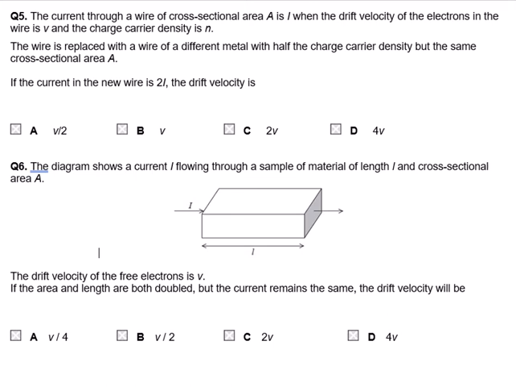I'm told that the wire is replaced with a wire of a different metal with half the charge carrier density. So that means that N2 is equal to N1 divided by 2. It's half the initial N. And also I've got the same cross-sectional area, so A1 equals A2. And I can also assume that it's still going to be electrons carrying the charge, so Q1 equals Q2. And the new current in the wire, I2, is equal to 2 times I1, and they want to know what V2 is.